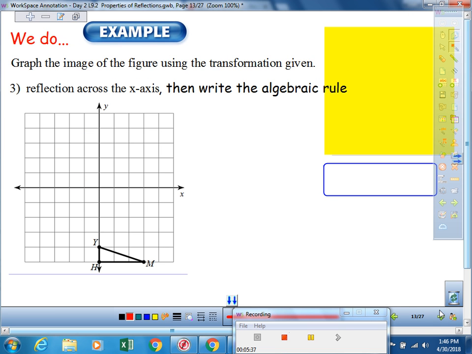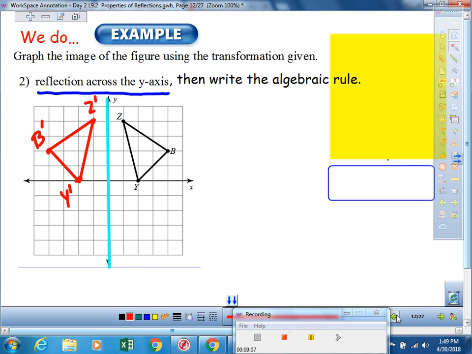All right, try this one. Write this reflection across the x-axis. I mean, they are your notes, just so that you know what the rule in words looks like. They will have it. Hold on, let's go back to this one real quick.